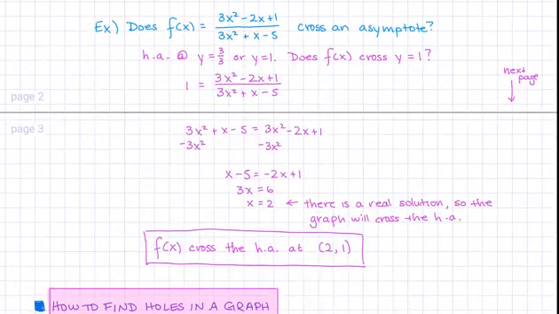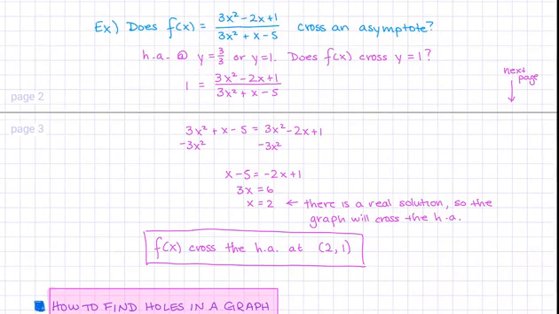So I have an example right here. Does the function cross an asymptote? And I gave the function right here. Now we can look at this and see that, because it's the same degree on the top and the bottom, we have a horizontal asymptote, and it's leading coefficient over leading coefficient, or in this case we can just say y equals 1. So does the function cross y equals 1? Well, let's just set this asymptote equal to the function to see if there's a point of intersection.